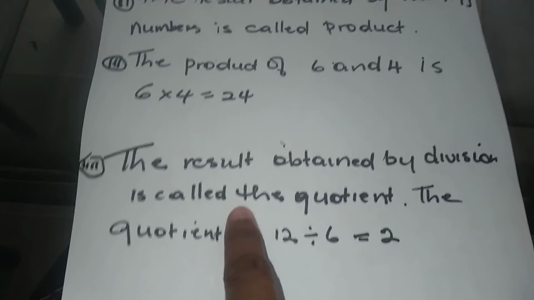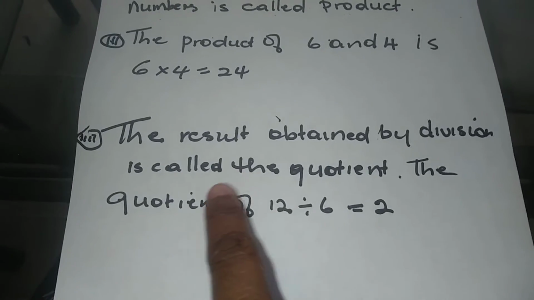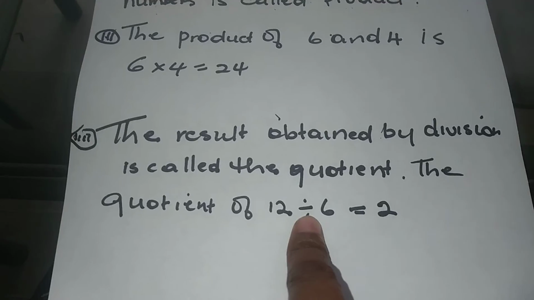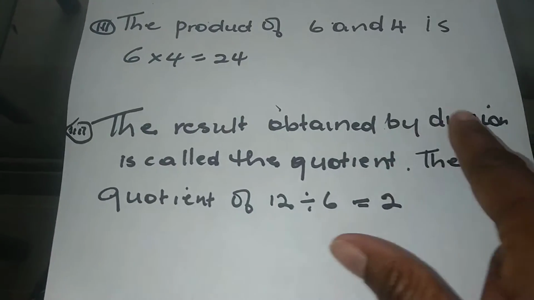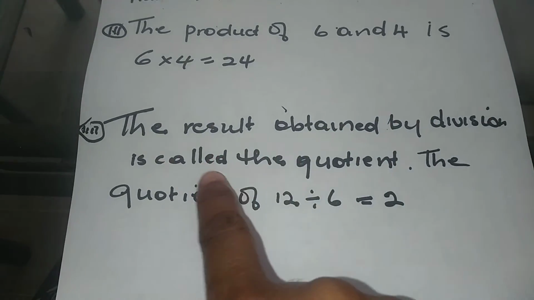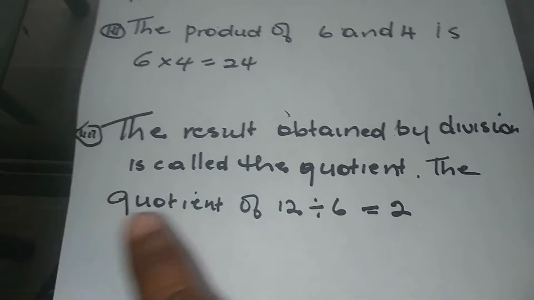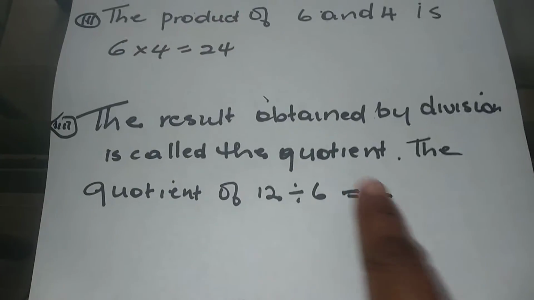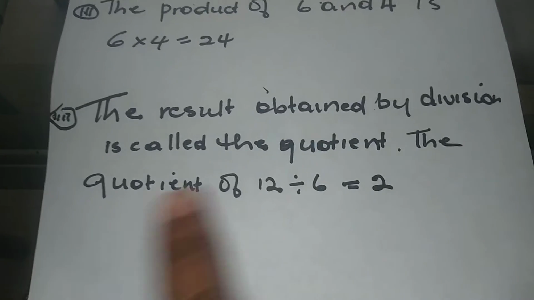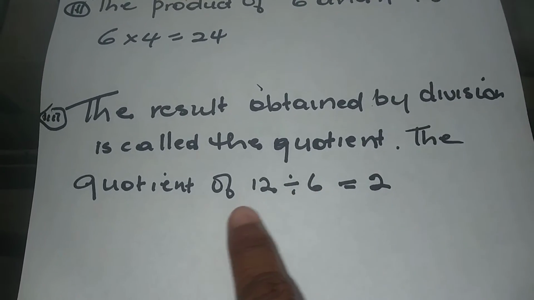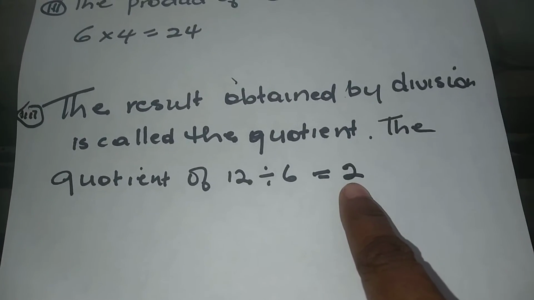The fourth operation sign we're going to talk about is the division sign. The result obtained by division is called the quotient. When you divide two numbers, the answer is called the quotient. For example, 12 divided by 6 equals 2.